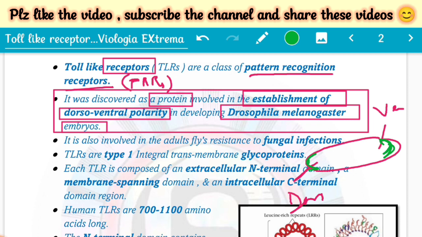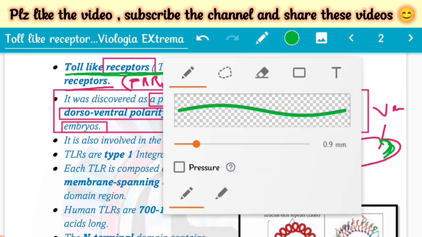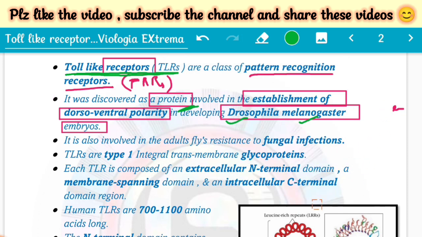The proteins which establish this polarity, we call toll-like receptors. They were first discovered in Drosophila melanogaster. Also, in the adult fly, these toll-like receptors, like in us, are involved in resistance against fungal infections. Like us, they are associated with the immune system, so in the adult fly they are associated with a defense mechanism, resistance against fungal infections.